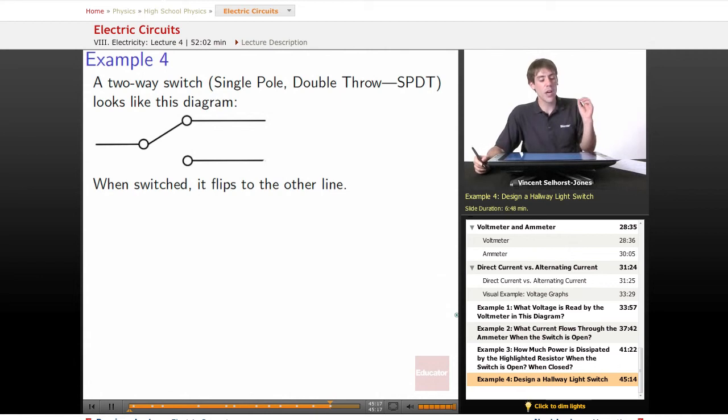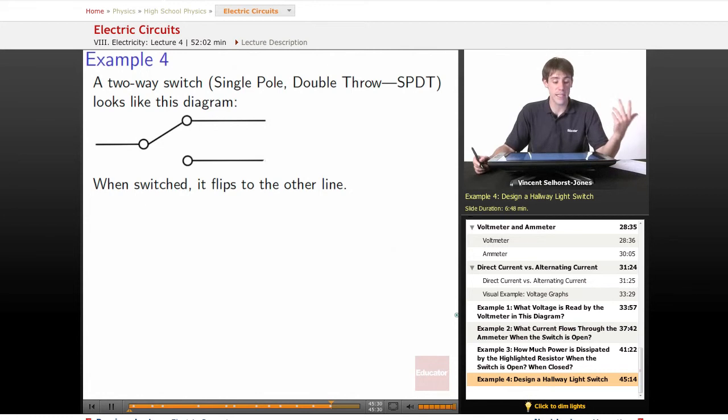4. We've got a two-way switch. So remember how I talked about there being other switches? This is one of them. So a two-way switch looks like this diagram. What that means is when you switch it, it flips to the other line. A normal light switch in a wall is this kind of switch.